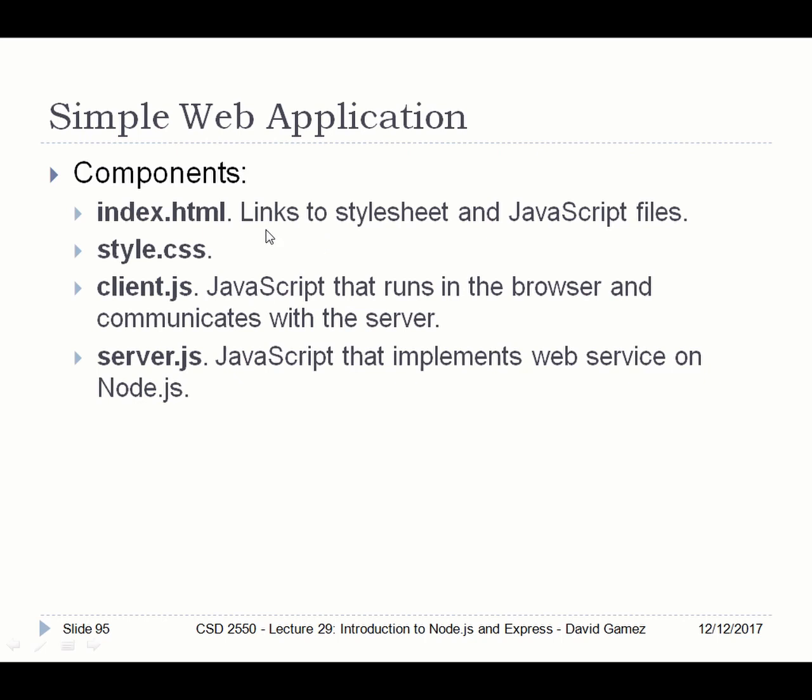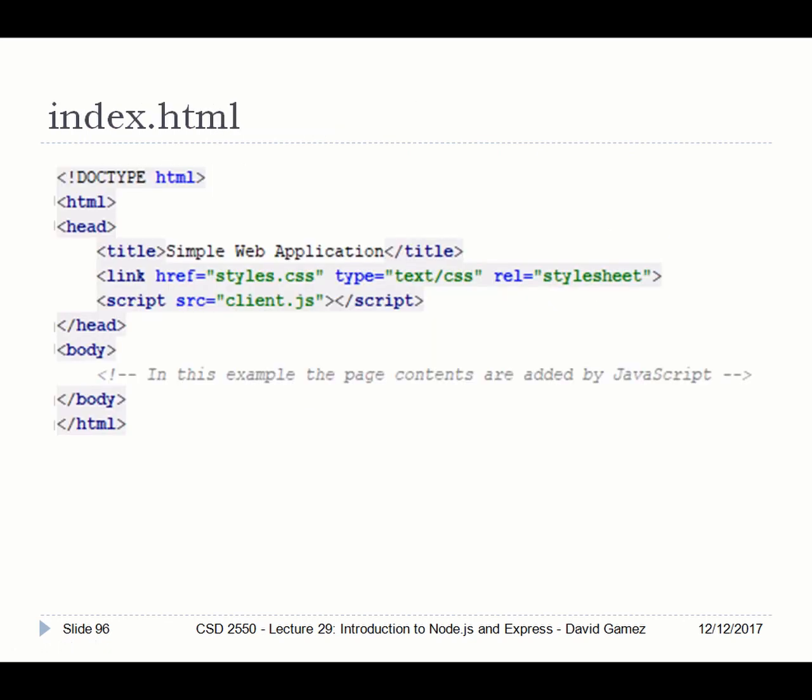So we've got a number of components to make this work. We've got a static HTML page, index.html, and it's empty apart from some links to the style sheet and the JavaScript files. We've got our style CSS file. We've got client.js, the JavaScript that's going to run in the browser and communicate with the server. And then we've got our server.js, the JavaScript that implements the web service on Node.js, and also sets up Express to serve up the static files.